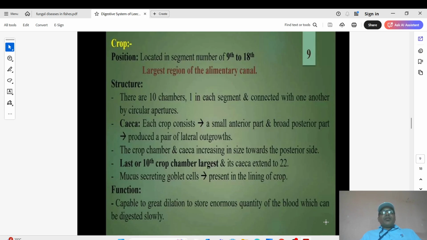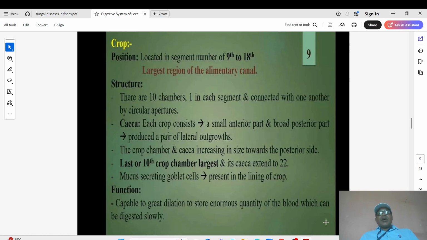Next, position of the crop. Now there are 10 crop chambers. It is placed from 9th segment to 18th segment. These are the largest region of the alimentary canal. See, they are connected with one another by circular apertures, and these crop chambers have caeca.